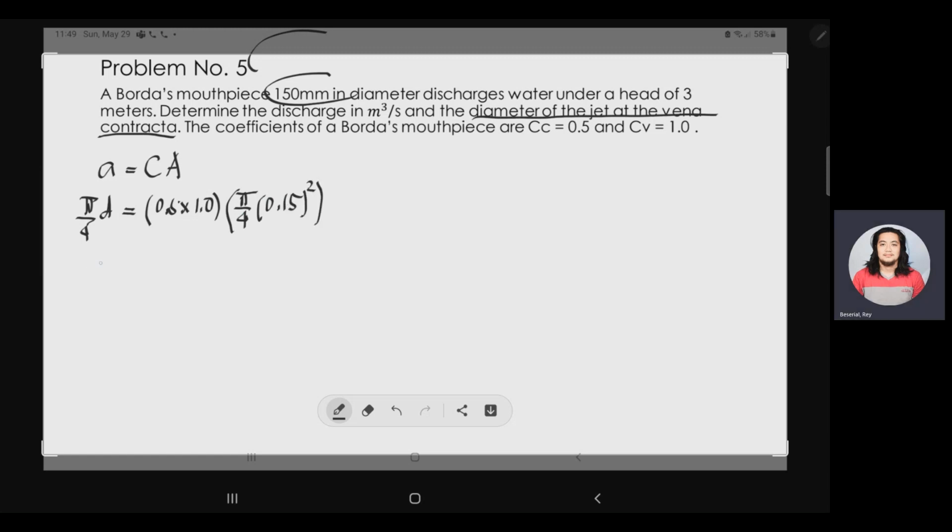So, with that, makukuha natin yung ating diameter. So, pi over 4 D squared ha. Yung diameter natin, i-shift solve na lang ito sa calculator. Ang lalabas na diameter is 0.106 meters. So, in millimeters, meron tayong 106 mm. So, yan yung ating diameter sa vena contracta.